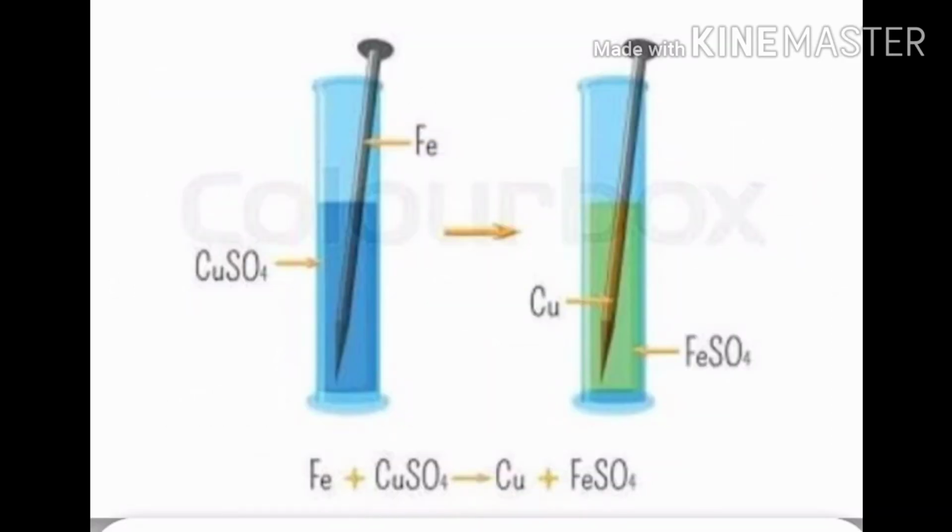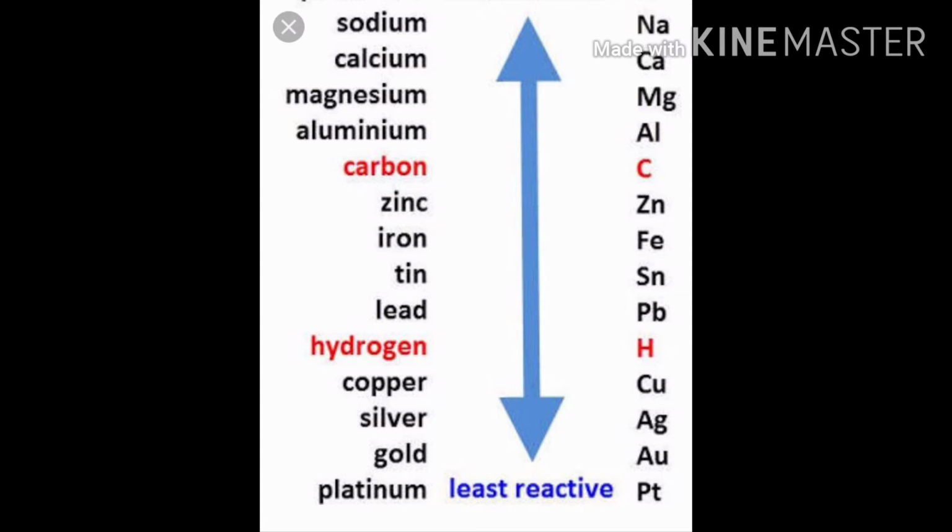Take a look at this diagram. When you put an iron nail into copper sulfate solution, which is blue in color, after some time it is observed that the blue color changes to green and there is deposition of copper over the iron nail. So this is an example of a displacement reaction in which iron, being more reactive than copper, displaces it from its salt. This is the reactivity series, according to which we can predict the product formed in a displacement reaction.